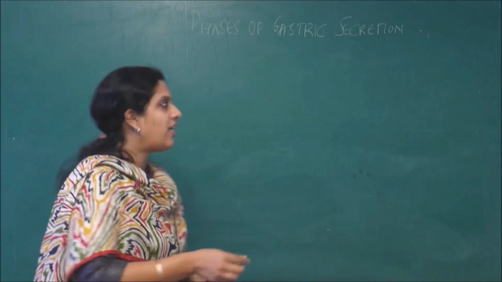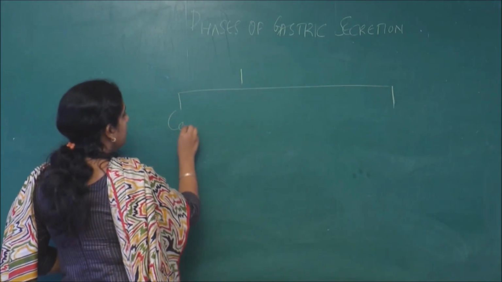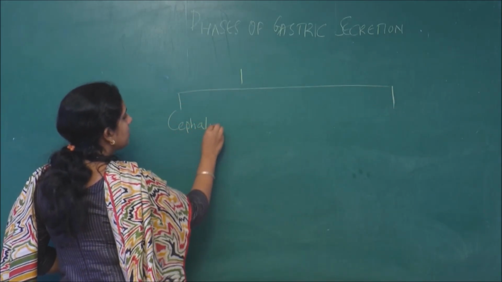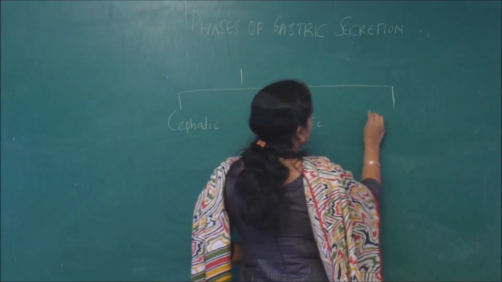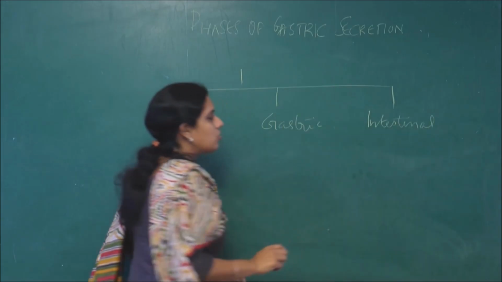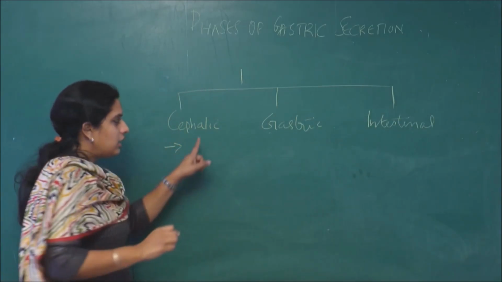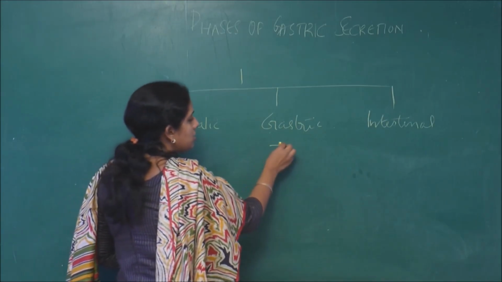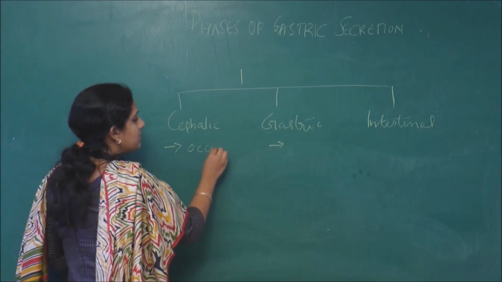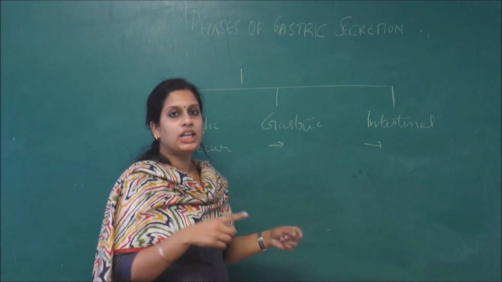To summarize the phases of gastric secretion, it is mainly divided into a cephalic phase, gastric phase and intestinal phase. Some common points which you have to remember for all: when does it occur? The cephalic phase occurs before the entry of food into the stomach, the gastric phase occurs when the food enters the stomach, and the intestinal phase occurs when the chyme empties from the stomach into the intestine.